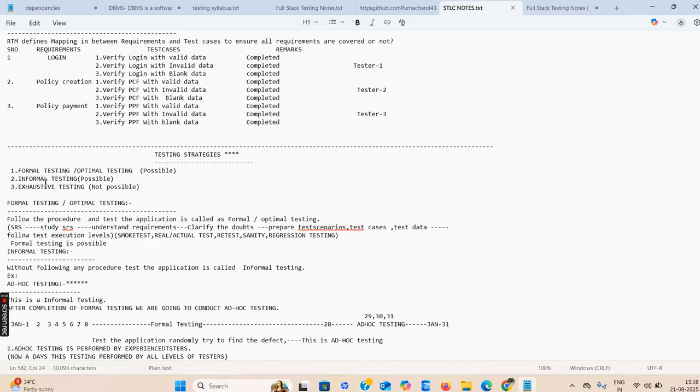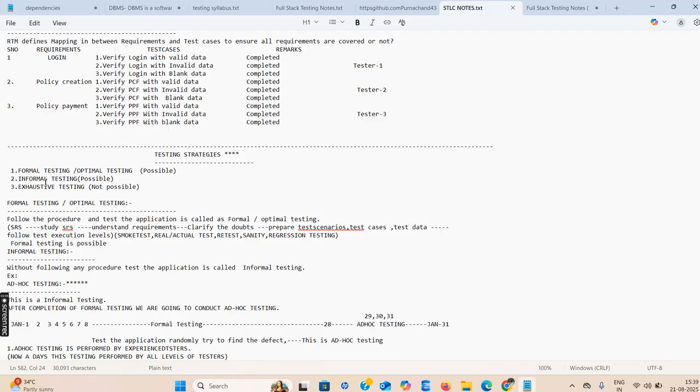In formal testing, first we study the SRS document, the software requirement specification document. Next, understand the SRS document and clarify the doubts with the product owner or business analyst. Next, prepare test cases, test scenarios, and test data. After completion of this, we follow the test execution levels. What are the test execution levels? First one is smoke testing. Next, real or actual testing, then retesting, sanity testing, and regression testing. We complete all of this. These are called the formal testing process.